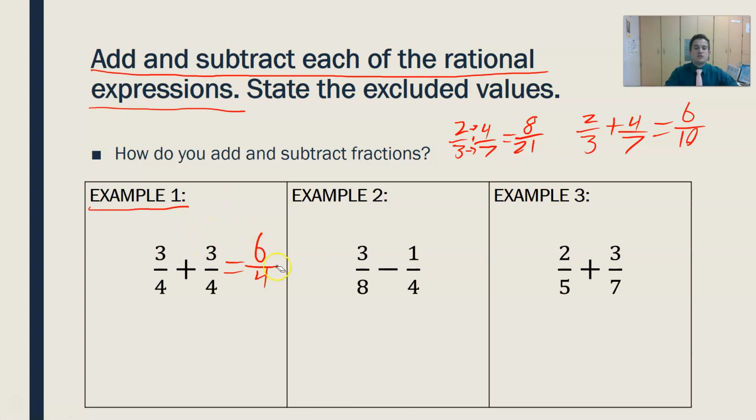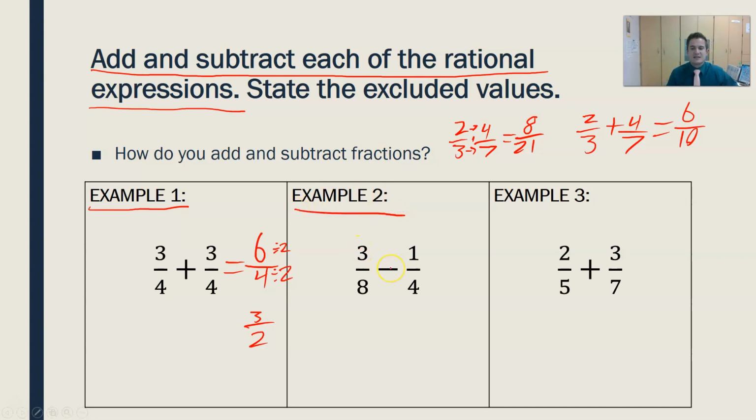If I were to reduce that, simplify that, like I talked about a couple of sections ago, I could divide the top and the bottom by 2 and be left with 3/2. So 3/4 plus 3/4 is 6/4, or if I reduce that, 3/2. Because when I add and subtract fractions, I need to have a common denominator. So let's look at example number 2.